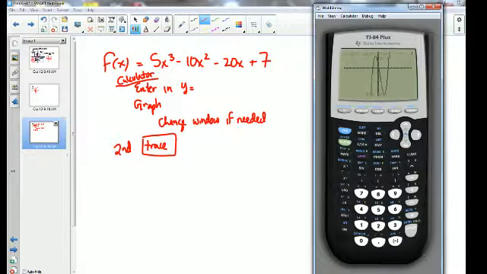There's your minimum. I got an error. You didn't do left bound, right bound, guess correctly. So here's your minimum. Left, to the right, and then a guess.